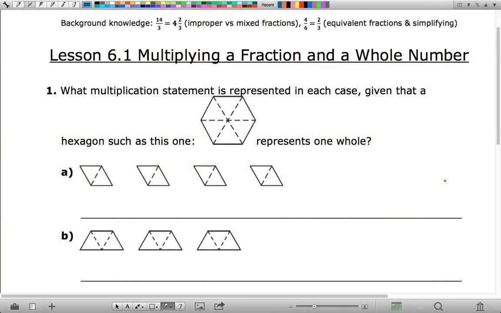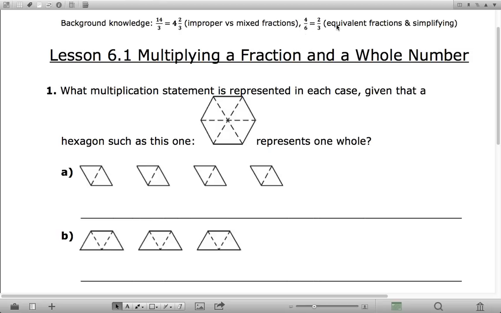So before we begin with this lesson here, it's important for us to make sure that you have a little bit of background knowledge. Specifically, you need to know why 14/3 is equal to 4 2/3 and know how to switch back and forth between these. So this is an improper fraction and this is a mixed fraction, and you need to be able to work with both of those.